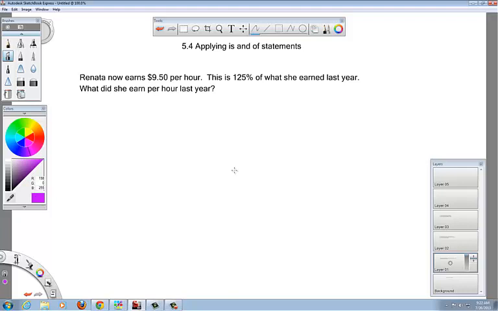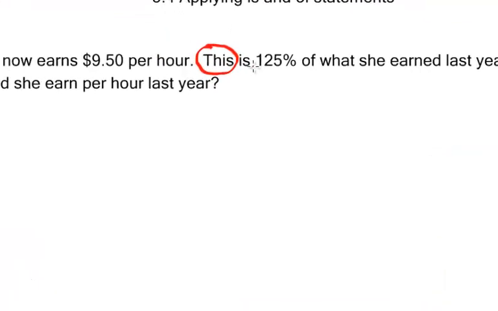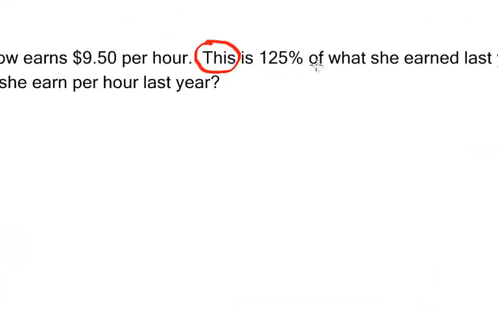It's all about how you read the key sentence. Let me show you what a key sentence is. So Renata now earns $9.50 per hour. This is 125% of what she earned last year. What did she earn per hour last year? The key sentence is the second one, where it says, this is 125% of what?